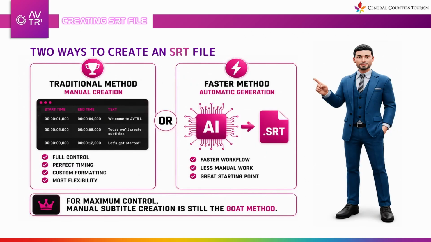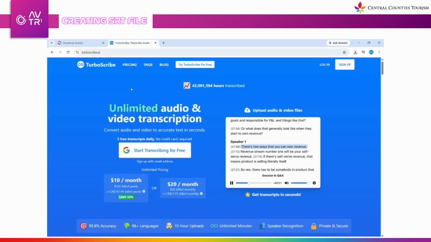There are two common ways to create an SRT file. The first method is the traditional method. If you already have your script written, you can manually create subtitles and timing yourself. And honestly, that is still the GOAT method because you have complete control over wording, timing, and formatting. But it can take a little longer. So today, I'm going to show you a faster approach.